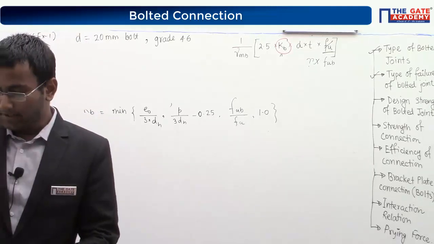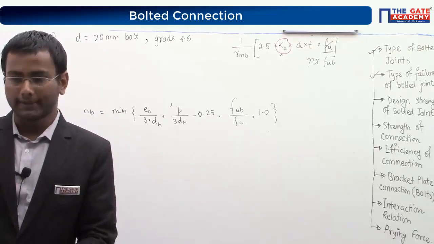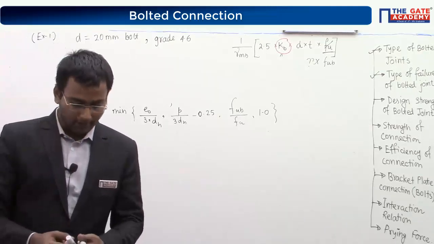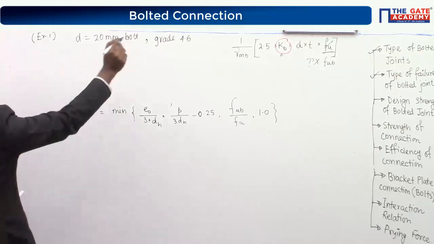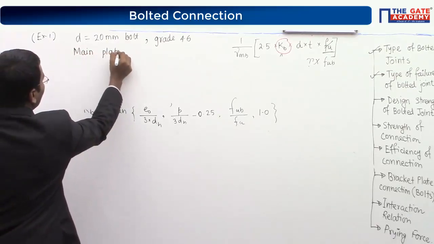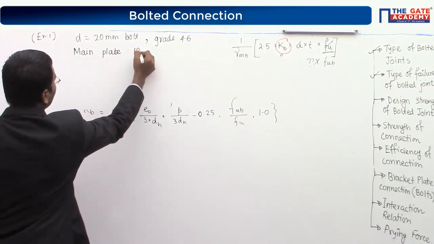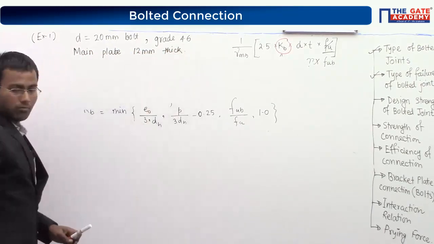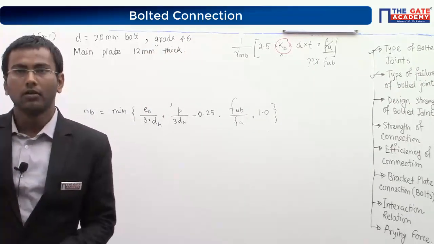The main plates. Write down: the main plates to be jointed are 12 mm thick. Full stop.